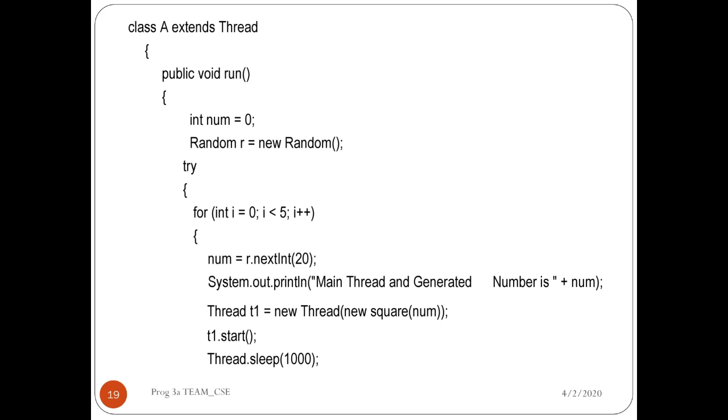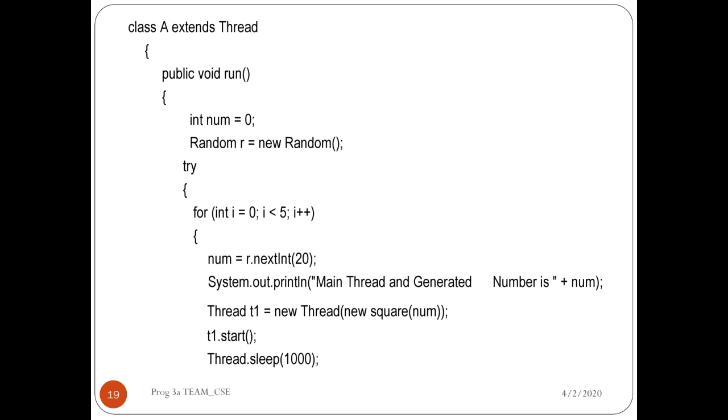Next, after displaying the random number, we will create a thread object. Thread t1 is equal to new Thread, new Square of num. It means t1 is one object created to handle the Square thread. Square is one thread created to handle, and the t1 object is created.